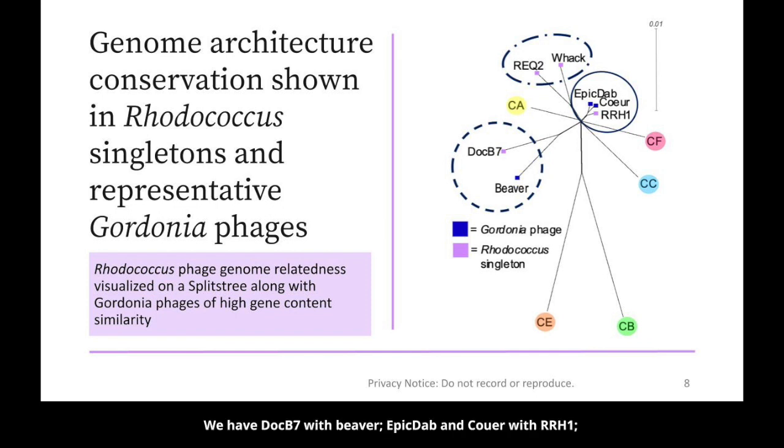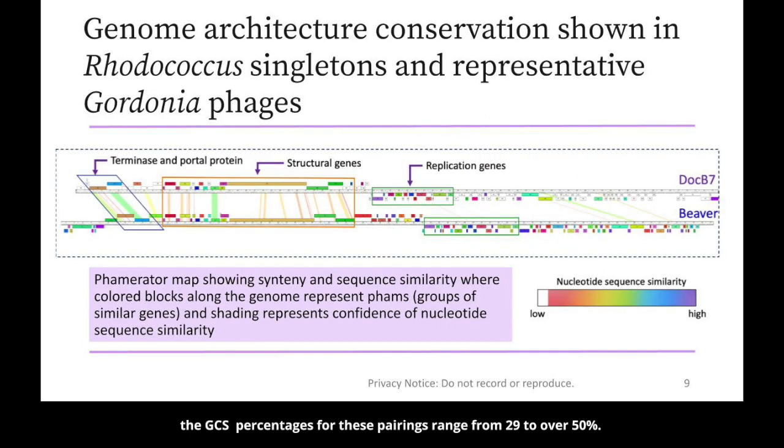We have DocB7 with Beaver, EpicDab and Coer with RRH1, and we also have 2 Rhodococcus singletons, REC2 and WAC. The GCS percentages for these pairings range from 29 to over 50%. Panels on the right show the FAM maps correlating with the groups circled in the splits tree. We can observe alignment of FAMs between the phages as shown by these boxes for structural and other genes, and this is what is called synteny.